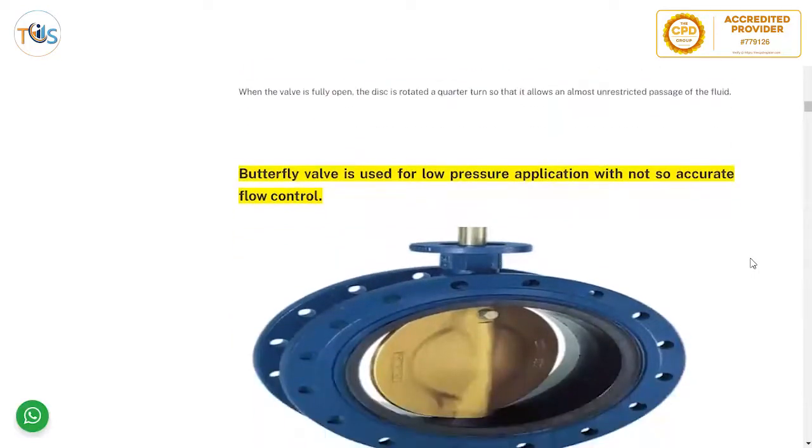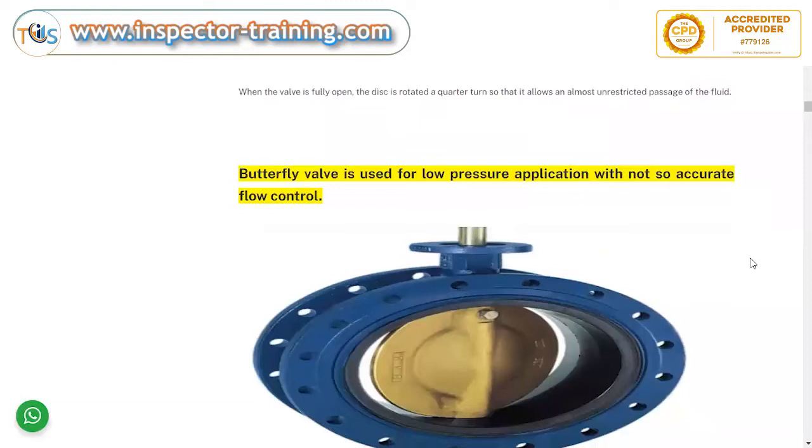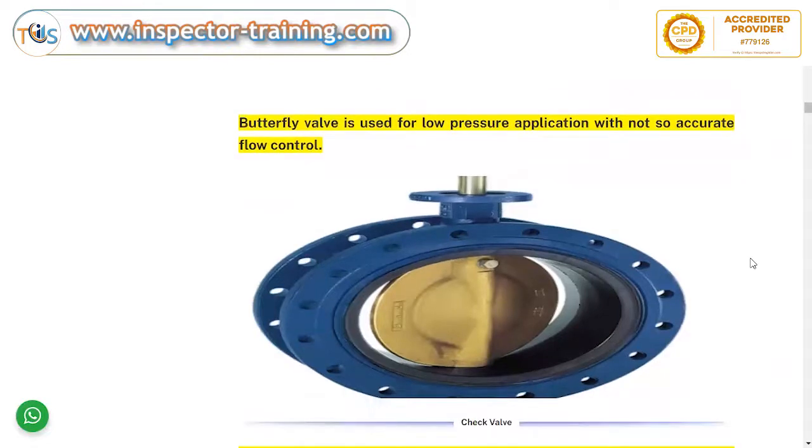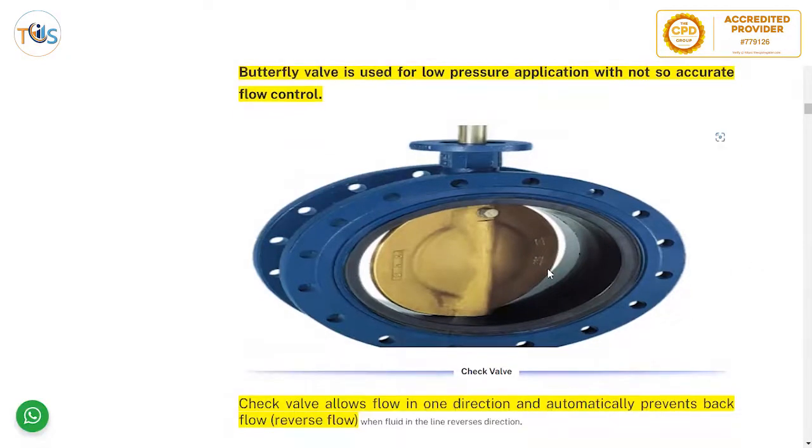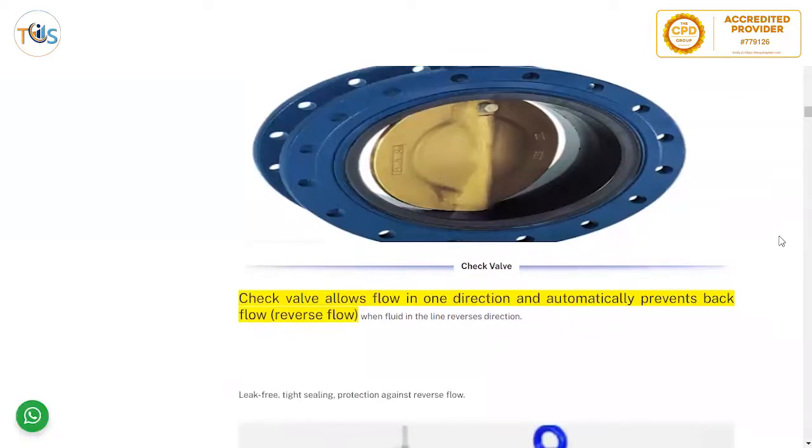Butterfly valve. When the valve is closed, the disc is turned so that it completely blocks off the passageway. When the valve is fully open, the disc is rotated a quarter turn so that it allows an almost unrestricted passage of the fluid. A butterfly valve is used for low pressure applications with not so accurate flow control. Normally it's either fully open or fully closed. You can put it half open, but then there might be a lot of wear of the disc. As you can see, this is like the wings of a butterfly, and hence the name.